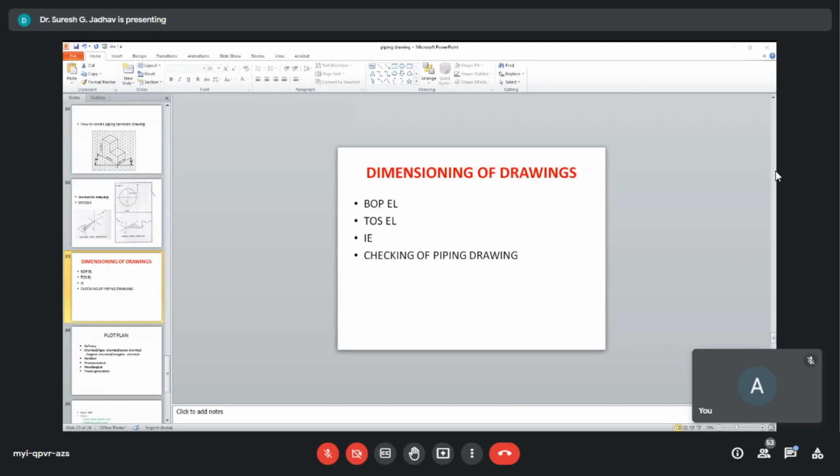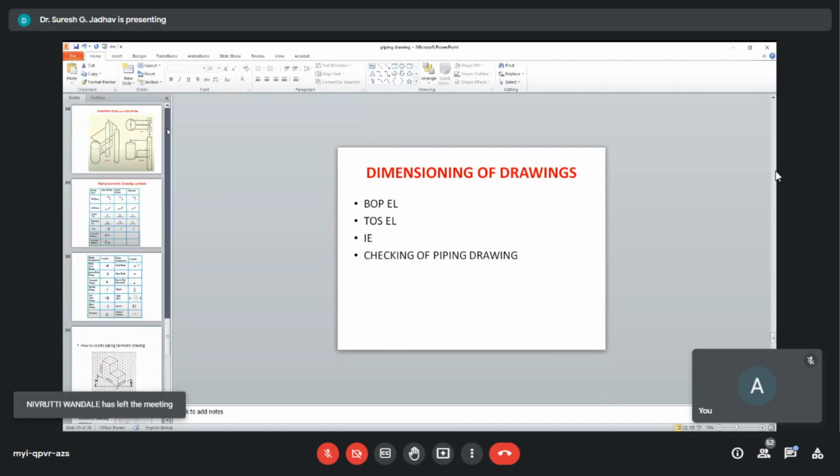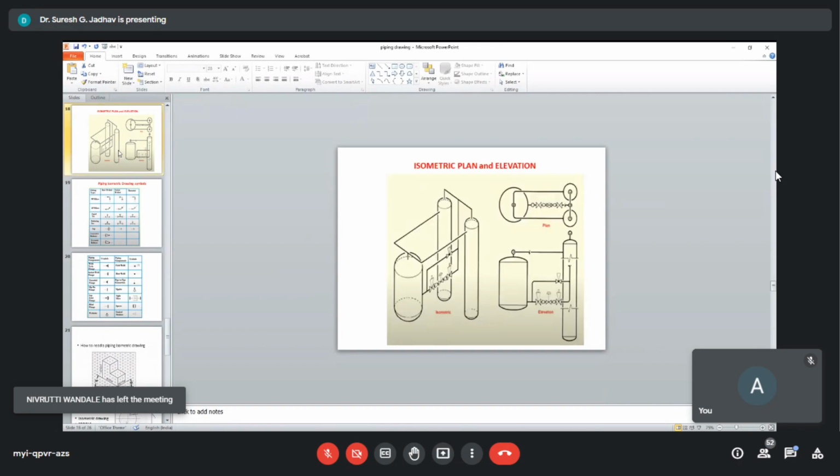This is very essential to consider that kind of points while checking the drawings in piping engineering. These are the very important key lines whenever we have to consider. Now here we can see the isometric, plan and elevation.